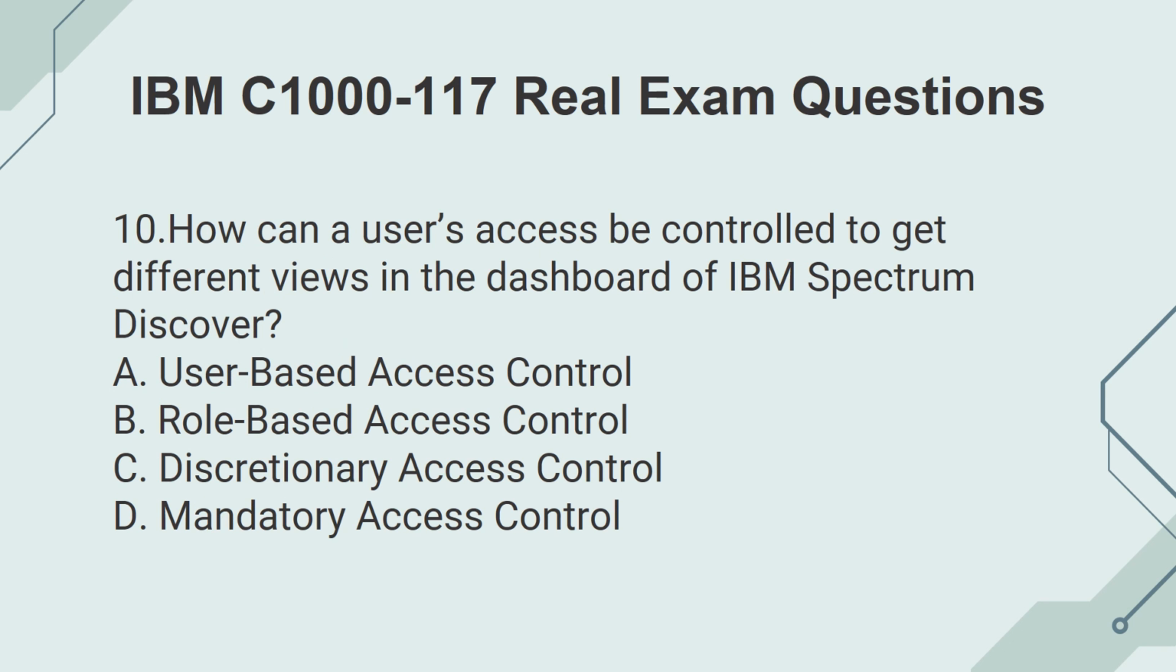10. How can a user's access be controlled to get different views in the dashboard of IBM Spectrum Discover? A. User-based access control. B. Role-based access control. C. Discretionary access control. D. Mandatory access control.